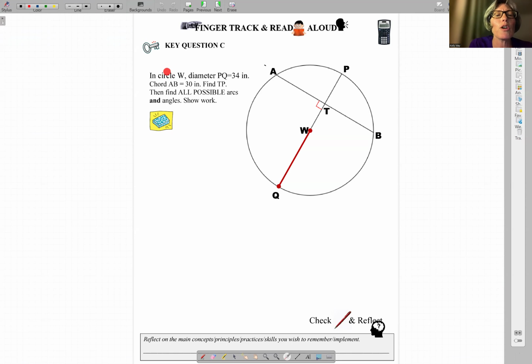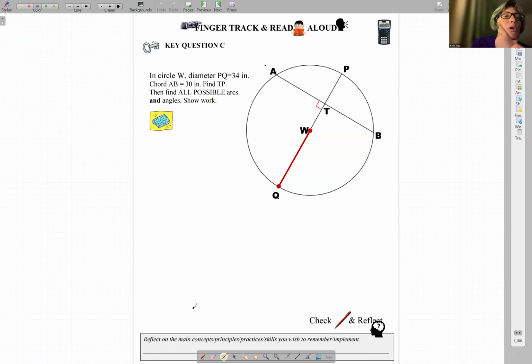C. Your right finger right there, out loud, read. In circle W, diameter PQ is 34 inches. Chord AB is 30 inches. Find TP. Find all possible angles and arcs in the diagram.